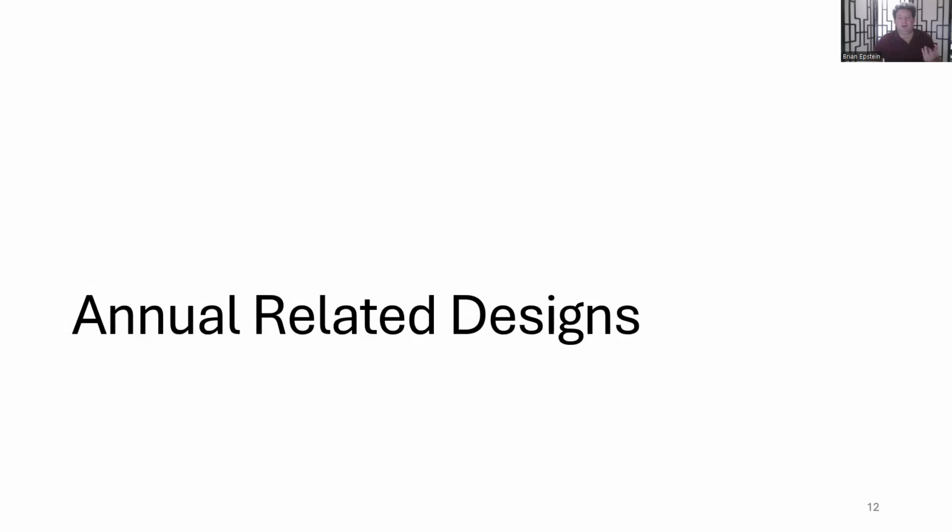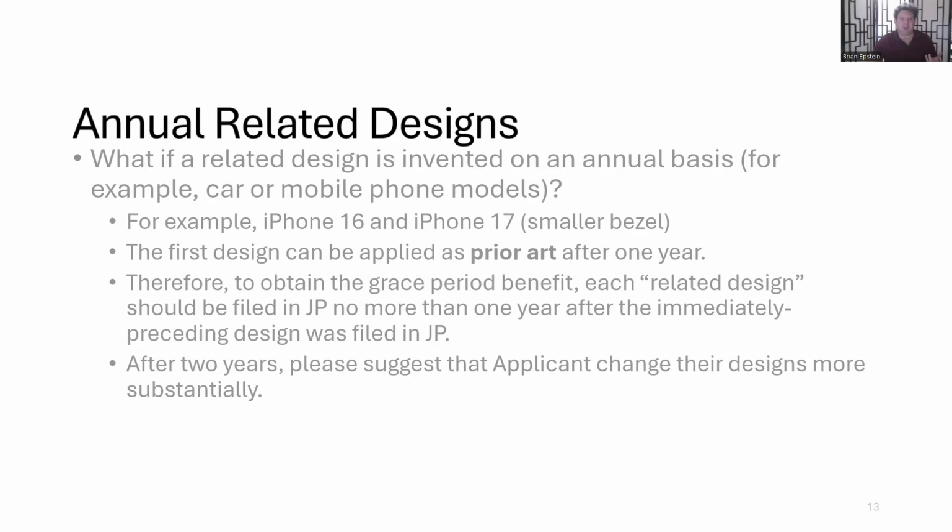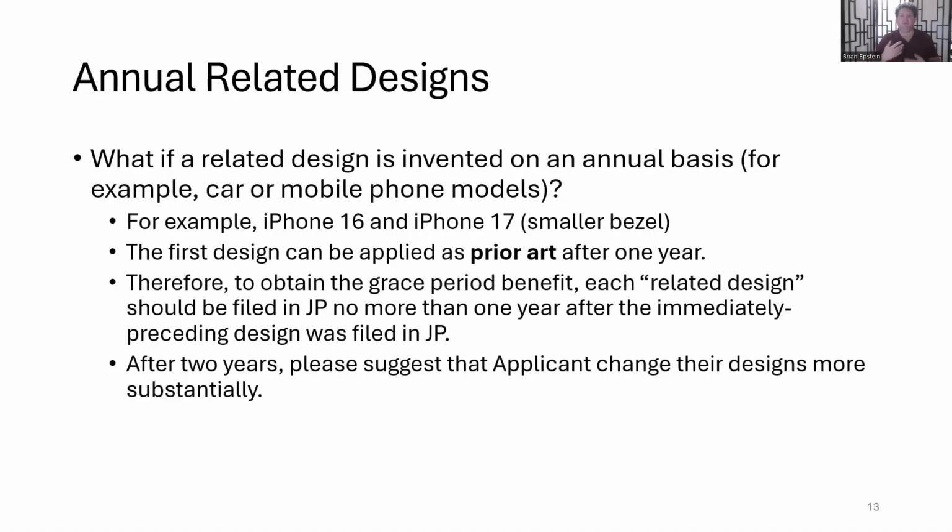We have another special case for annual related designs. Brian, what's an annual related design? This might be something like a car or mobile phone model, right? So iPhone 16 comes out in one year, the next year is iPhone 17. It looks kind of similar, but it has a smaller bezel. Okay.